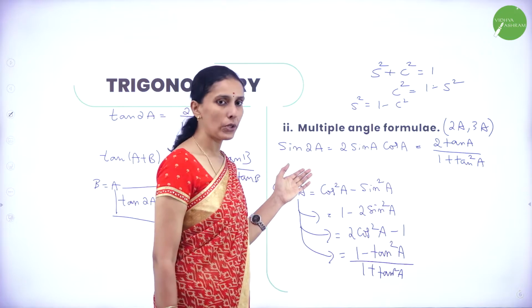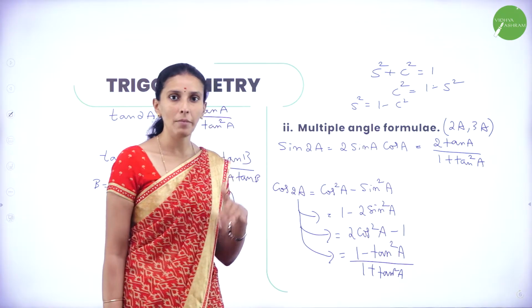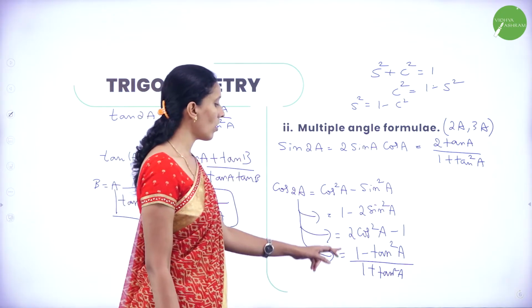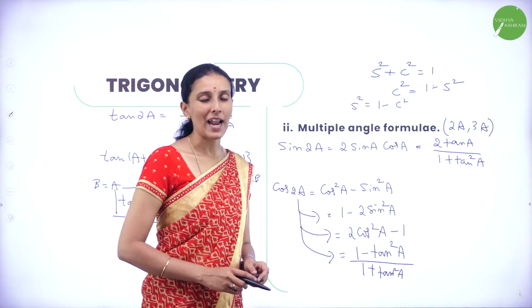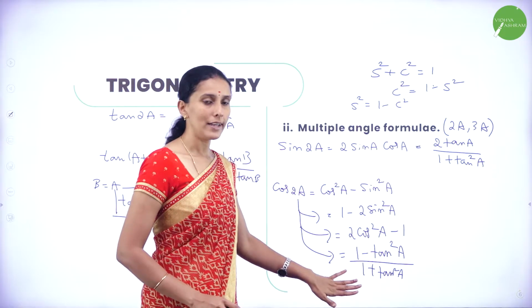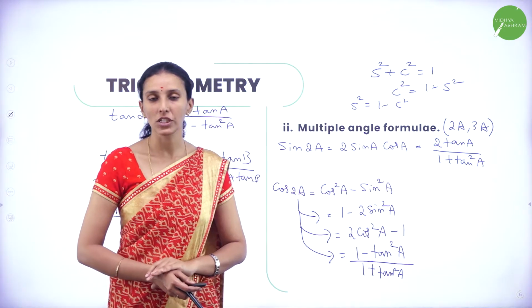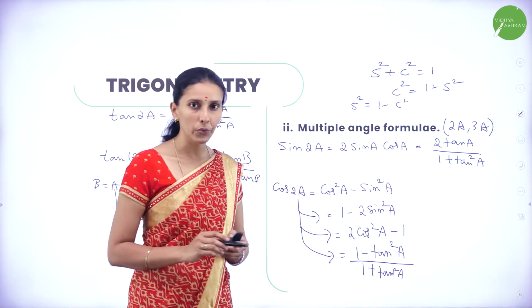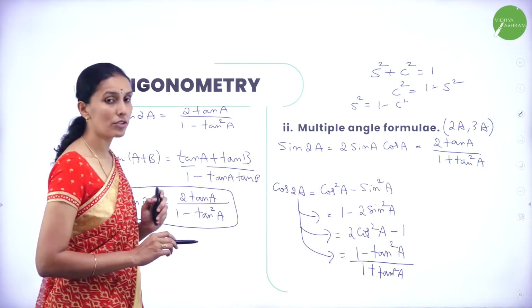So all these, sine 2A and cos 2A, we got from sine A plus B and cos A plus B itself. And all these are rearrangements based on standard identities. So when you solve this, you will get back the same function, that is cos 2A. So this is about the multiple angle 2A. Next we will look at 3A.